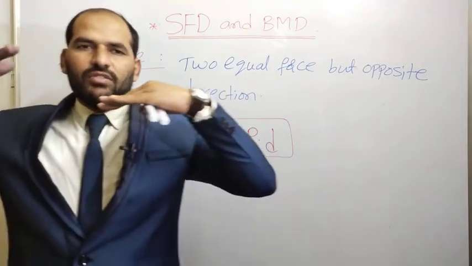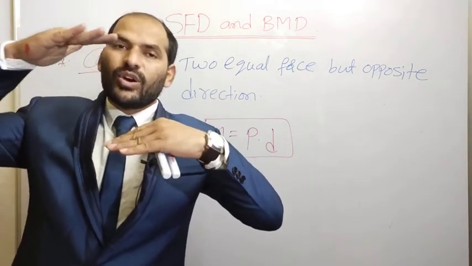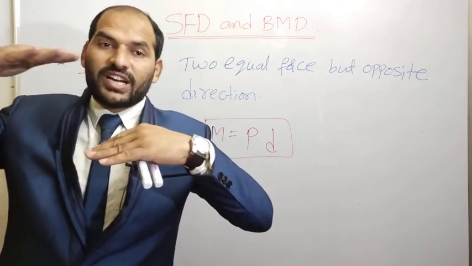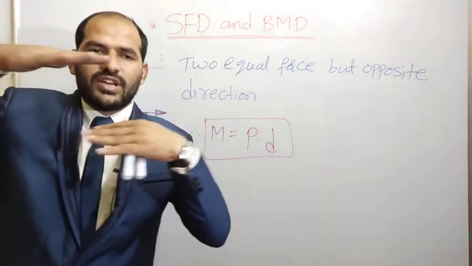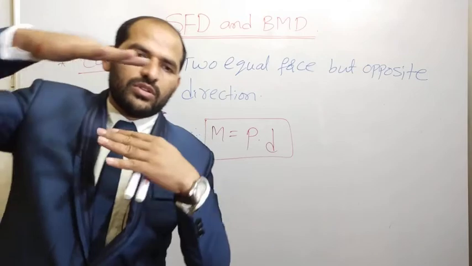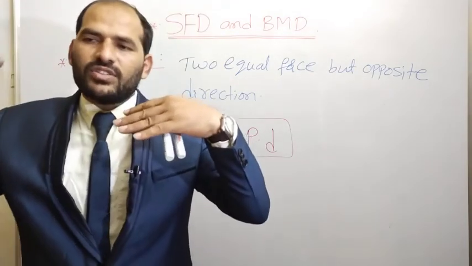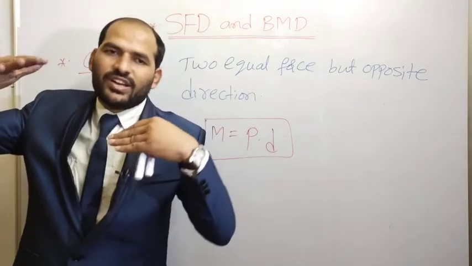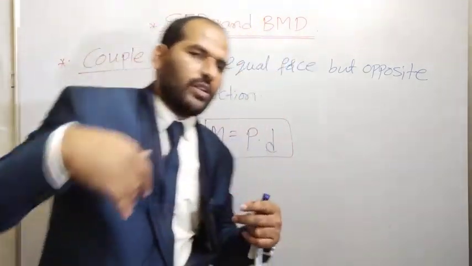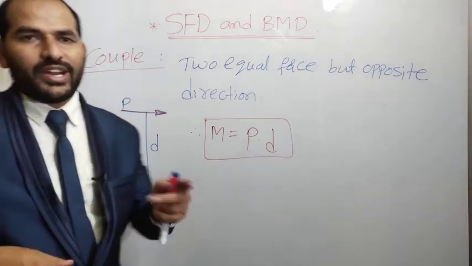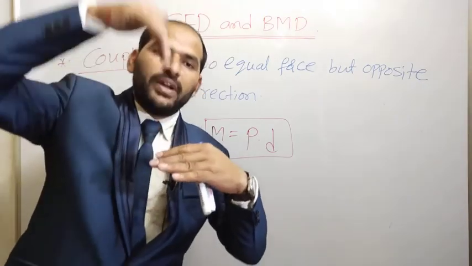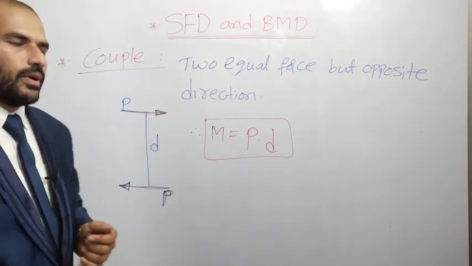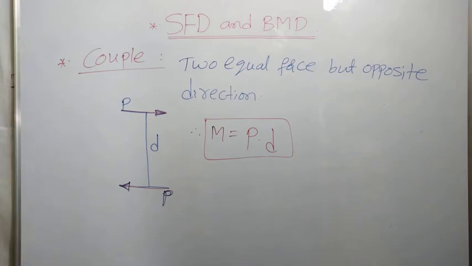Due to this force, this is one force, this is another force, two equal forces but opposite direction. Due to this opposition of the forces, a moment develops. So moment is equal to force into perpendicular distance. The next type of force is links.